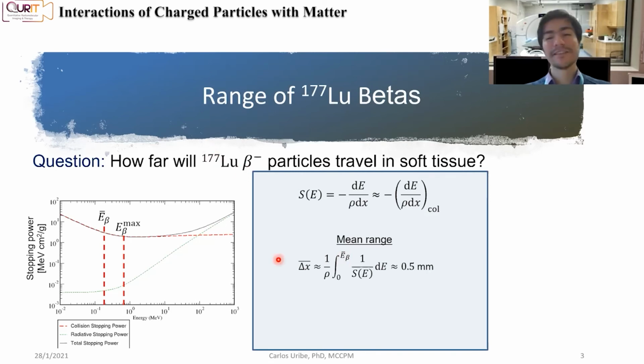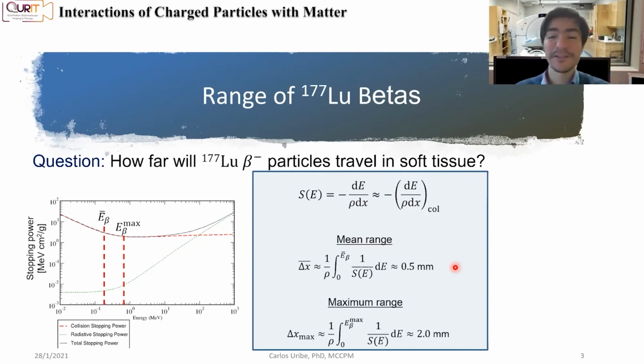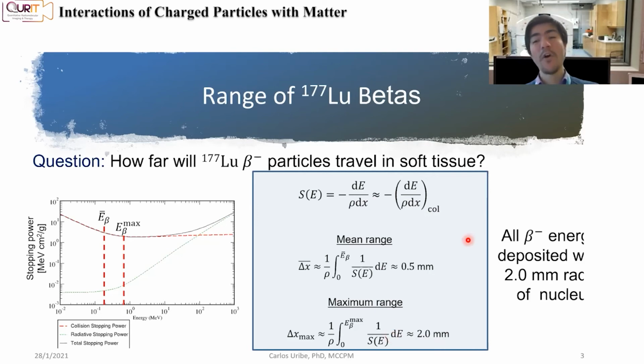And when you do that, that gives you more or less around 0.5 millimeters. We want to really look at the maximum range. Now we're going to integrate to the maximum energy that we know a beta particle from lutetium can have, and this is going to give you around 2 millimeters. So what this is saying is that all the energy of that beta particle coming from lutetium is going to be deposited within a 2 millimeter radius from the nucleus where the decay happened.